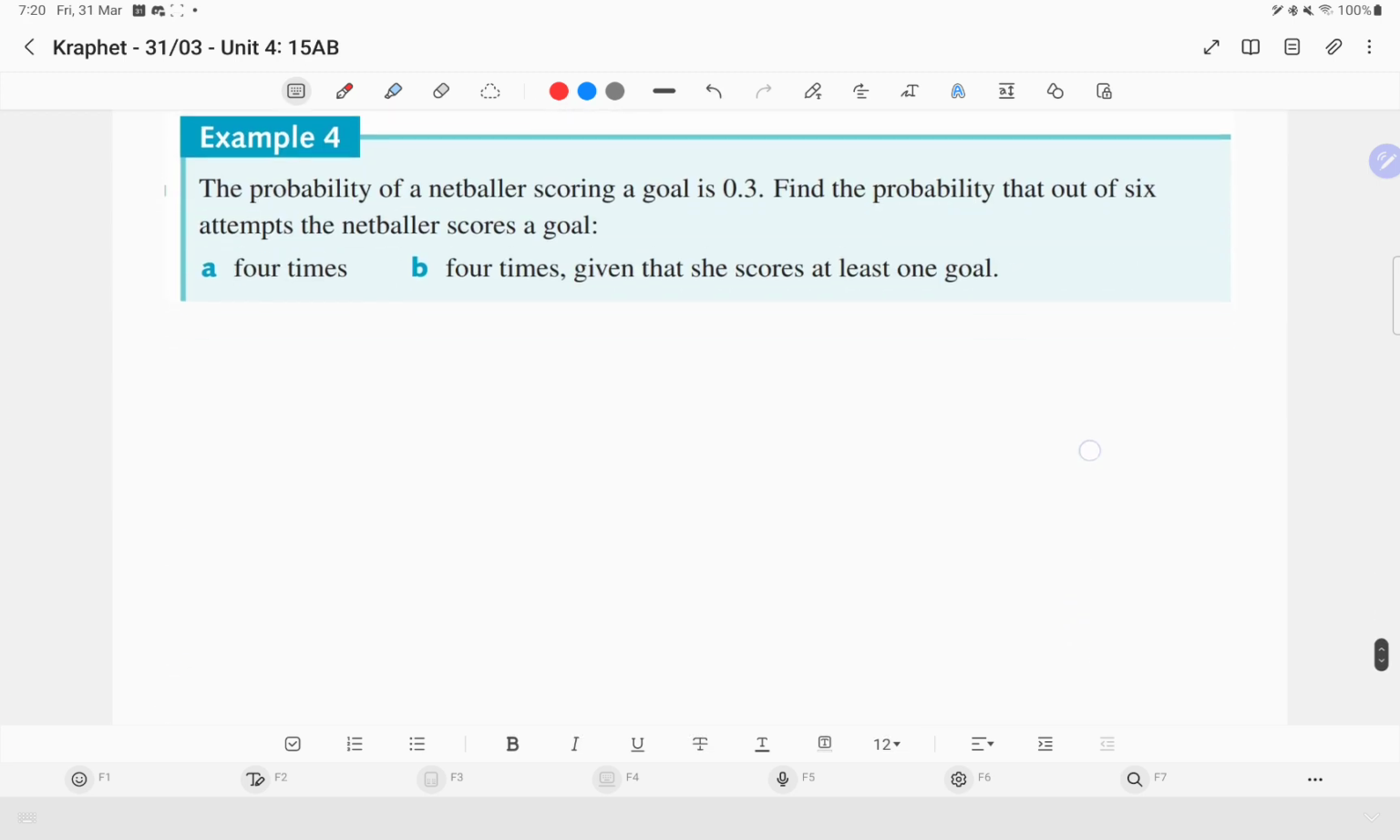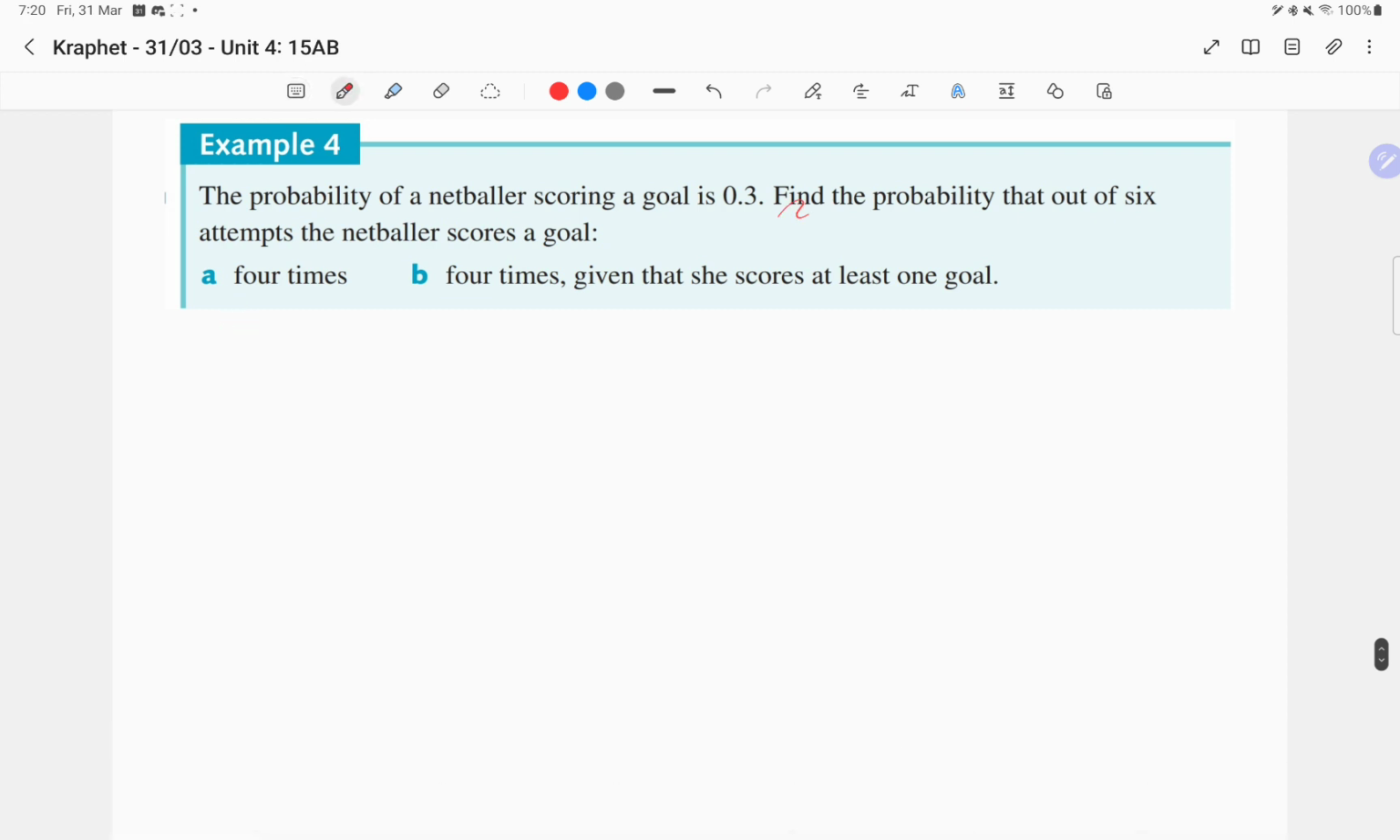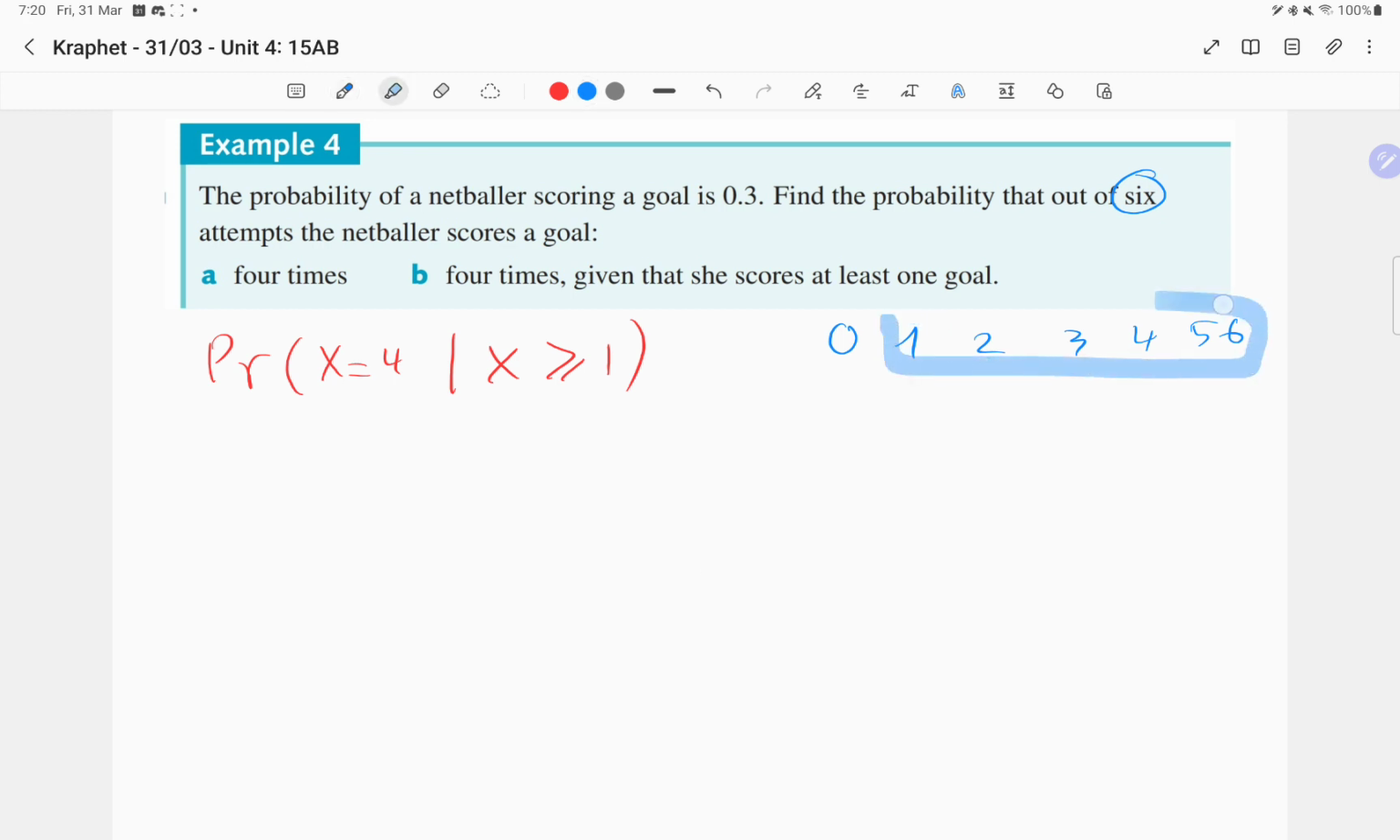Well, the application, so that's the intuition, right? But the application is a little bit different. Okay, so let's say probability of x equals 4, given that x is at least 1. So think of it this way. Out of 6 attempts, right? So you could get 0, 1, 2, 3, 4, 5, 6. So given that she scored at least 1, we are restricting the domain to only this. Make sense? Yeah? And what's the probability of x equals 4? It's just the one value out of this.